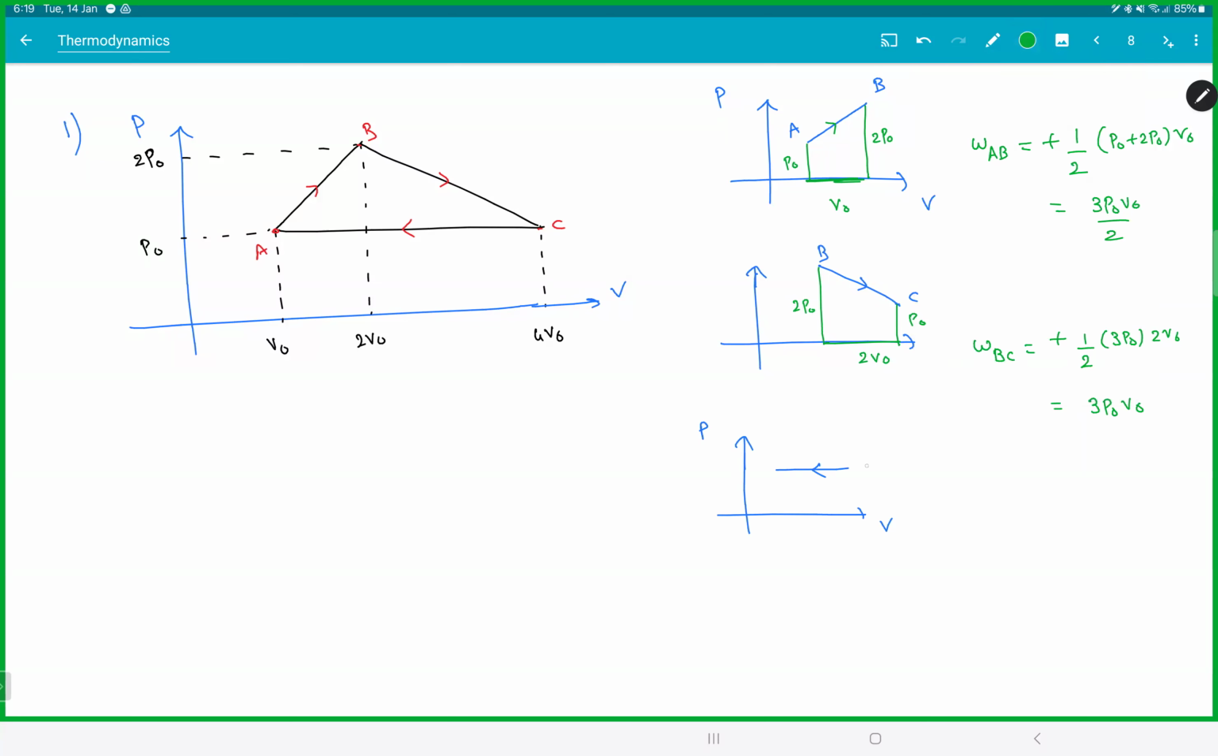But be careful, it is going from right to left. So it is this area. Work done from A to C is negative. The base is how much? 3V naught and the height is P naught minus 3P naught V naught.